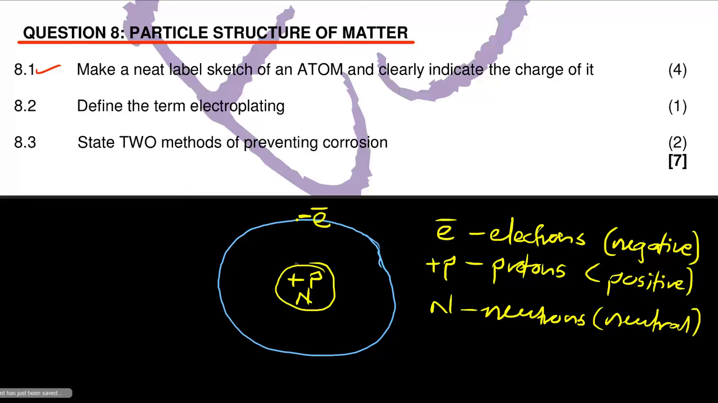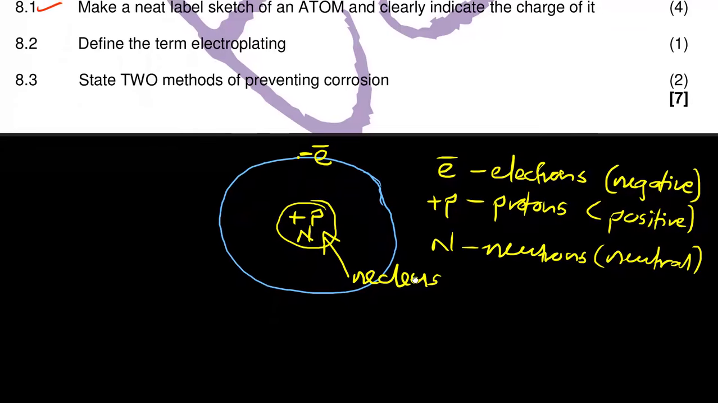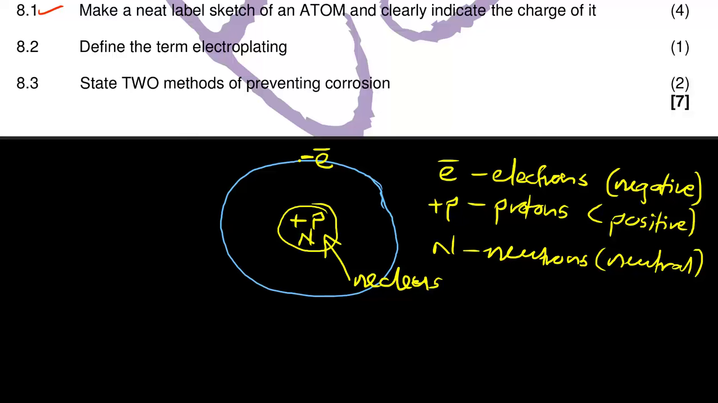So that is the structure of an atom, whereby you have an electron on a shell like that, and then in the center, in the nucleus, the protons and the neutrons. You can even label that as the nucleus. So that's what they mean by that. And then the other part, 8.2, we've looked at a similar question. 8.2 says define the term electroplating. So they want the definition of electroplating.